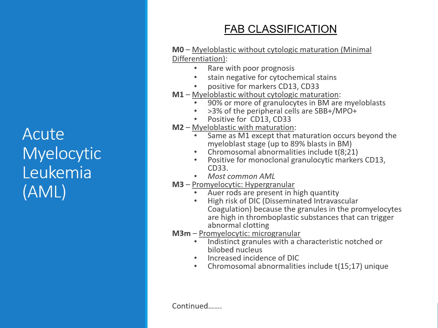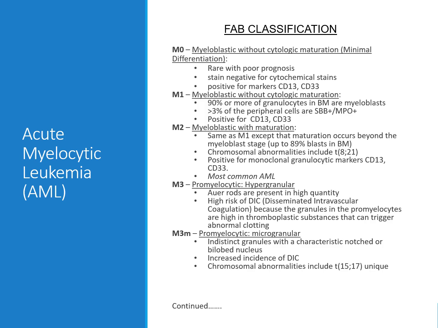So if you look at M0 through M2, they are all going to be positive in flow cytometry for CD13 and CD33. And those, of course, are granulocytic markers, so that would make sense.